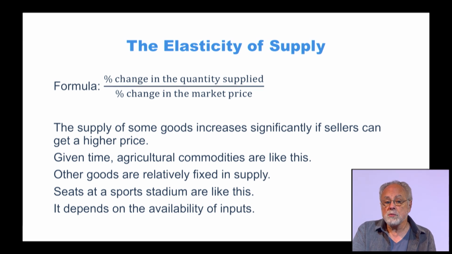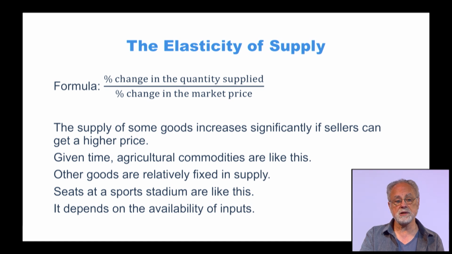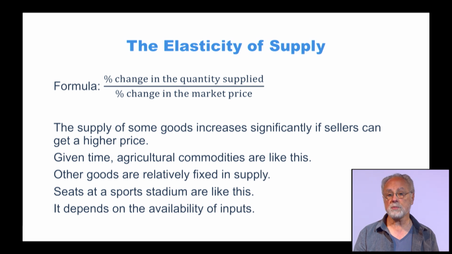We know that some goods are very elastic. The supply increases substantially if sellers can get a higher price. Over time, that is over longer than a growing season, agricultural commodities are like this. So if the price of soybeans rises, farmers will plant more soybeans, and when the next harvest comes, there'll be a lot more soybeans on the market. Similarly, if the price goes down, then people switch from soybeans to something else, and next year there are fewer soybeans. So that's how it tends to work for agricultural commodities.